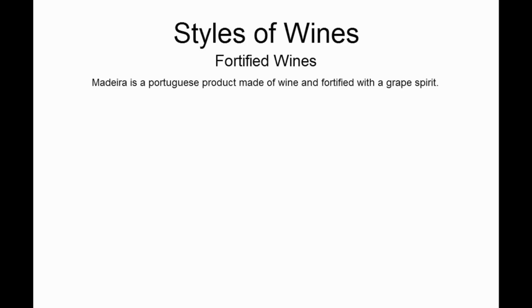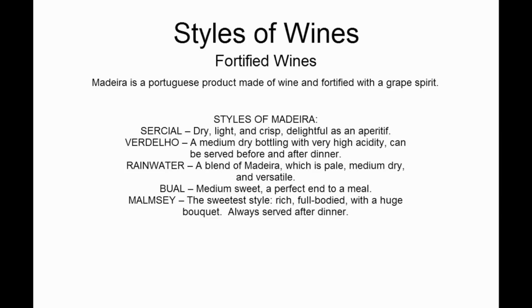Madeira is a Portuguese product made of wine and fortified with a grape spirit. Madeira is the only wine purposefully matured for a short period at high temperatures. It is fortified with a grape spirit and moved to a cooler cellar, where Madeira stays for at least 18 months. There are 5 different types of Madeira: Sercial, Verdelho, Rainwater, Bual, and Malmsey. Madeira should be served in wine glasses or small wine glasses.